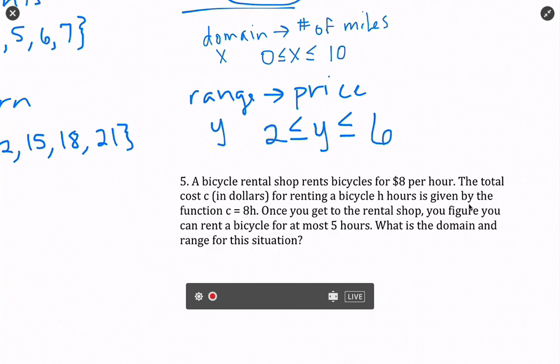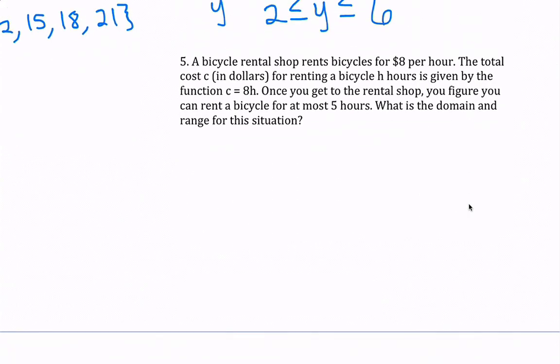Okay, 5. A bicycle rental shop rents bicycles for $8 per hour. The total cost C in dollars for renting a bicycle H hours is given by the function C equals 8H. Once you get to the rental shop, you figure you can rent a bicycle for at most 5 hours. What is the domain and range for this situation?